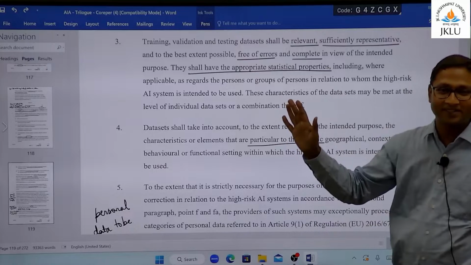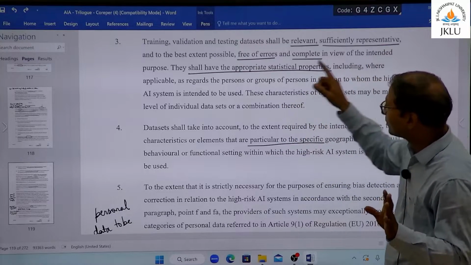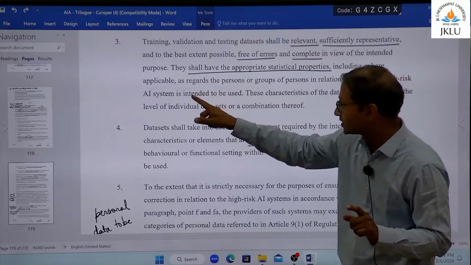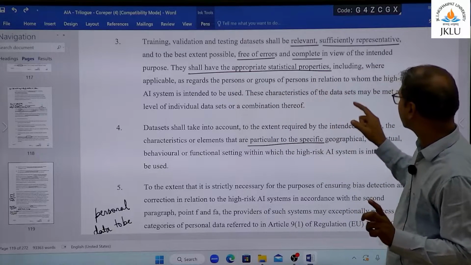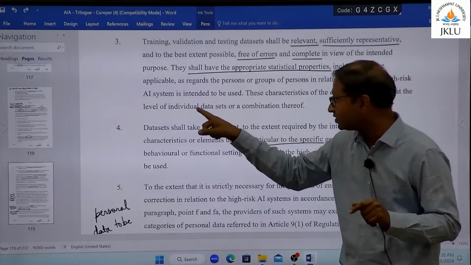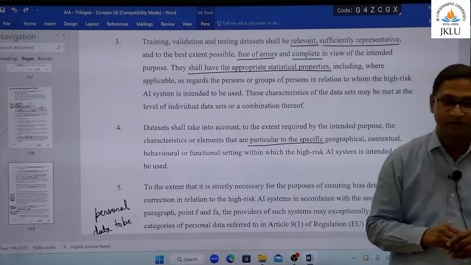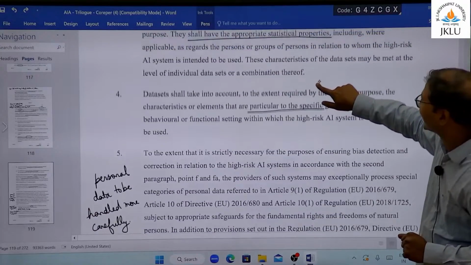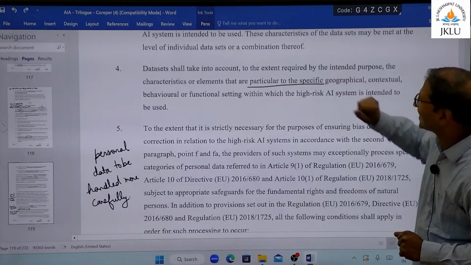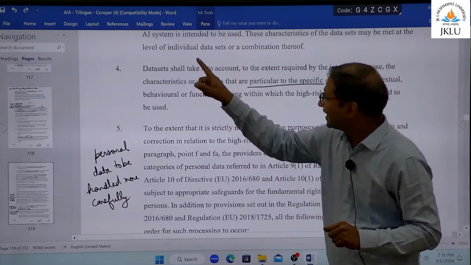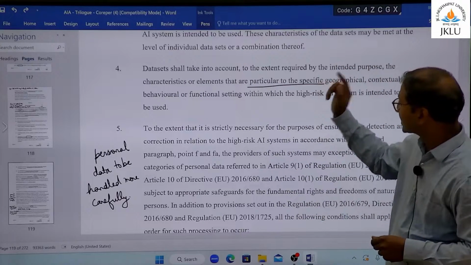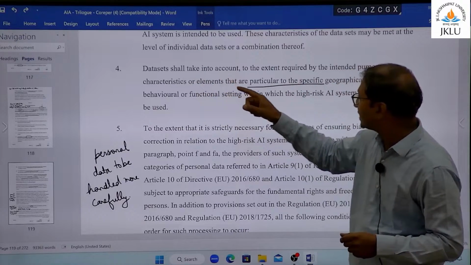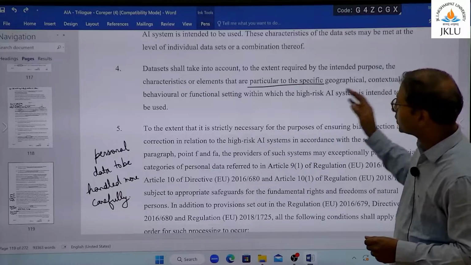Appropriate statistical properties including where applicable as regards the person or group of persons in relation to whom the high risk AI system is intended to be used. These characteristics of the data sets may be met at the level of individual data sets or a combination thereof. Data sets shall take into account, to the extent required by the intended purpose, the characteristics or elements that are particular to the specific geographical contextual behavior.